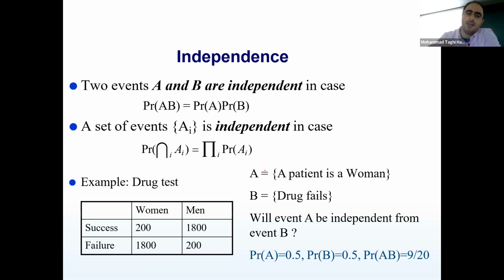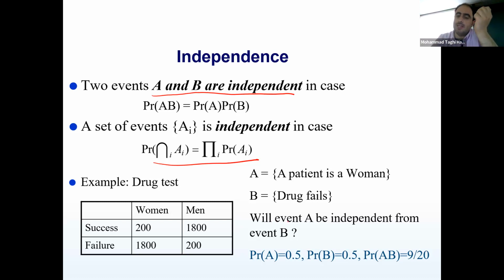So let's see an example. We say that two events A and B are independent in case the probability of AB is equal to this one, and this extends to a larger number of Ai's. So consider this drug test. This is an experiment that was done with 4,000 people, and two events have happened. One is whether the person is a woman or not. The other is whether some drug was tried on them, and whether this drug fails or not. Good. So this is the table that we have.